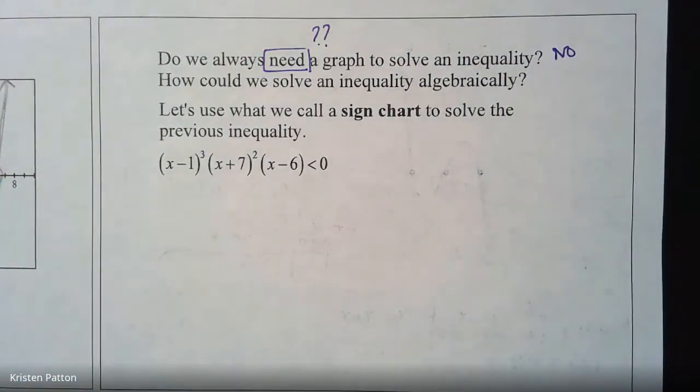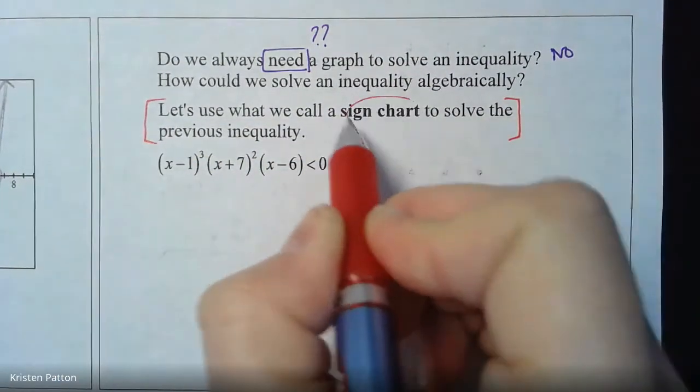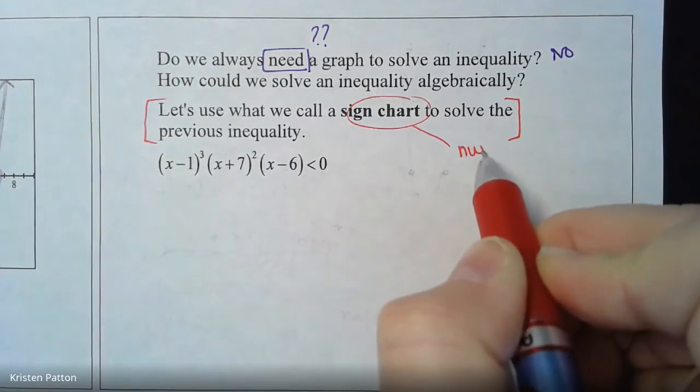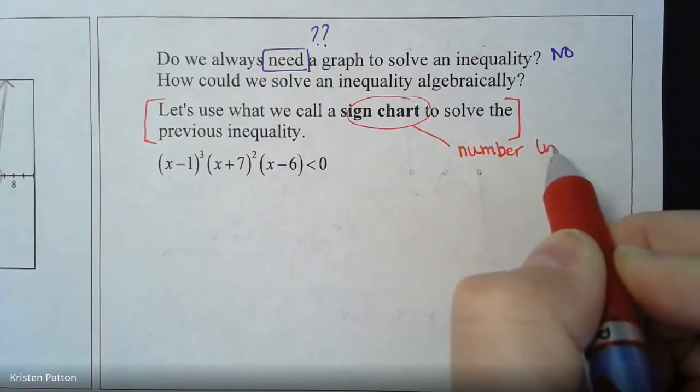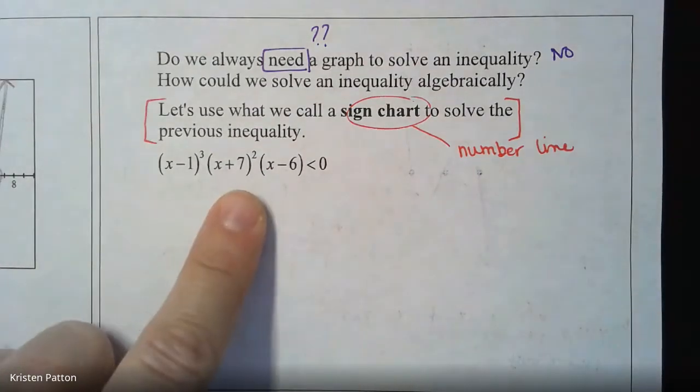What we're going to start doing over the next, well, today and then tomorrow and Thursday is solving the inequality algebraically. We're going to use what we call a sign chart, and a sign chart is just a fancy way to say we're going to use a number line, right? The x-axis is a number line. And we're going to solve the same one we just did. We already have the answer, right? I already know this. It's from 1 to 6.